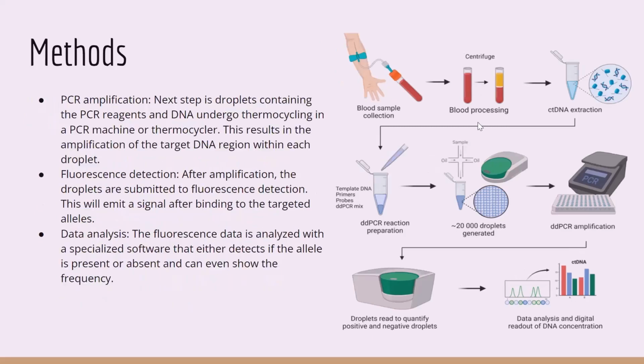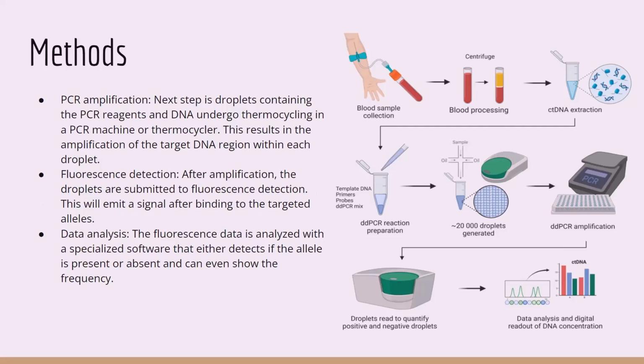So next, you go into the amplification step. You take the sample and you put it through some thermal cycling. The PCR machine or a thermocycler is what you use to help amplify the target DNA region. So for every droplet, it's being amplified.